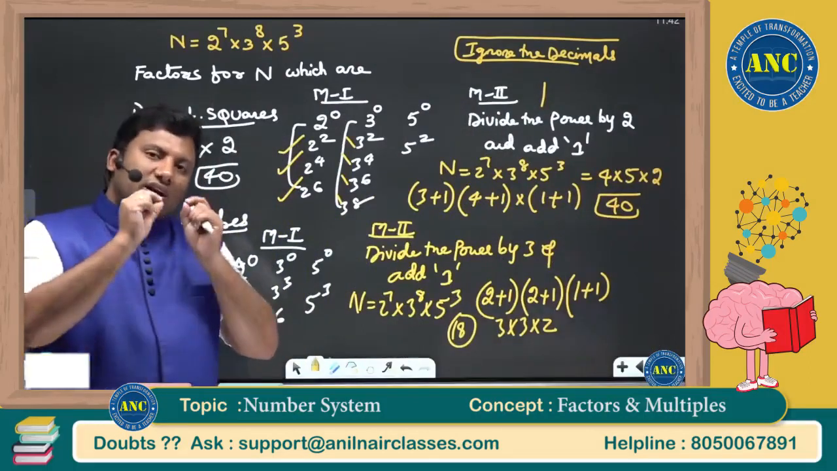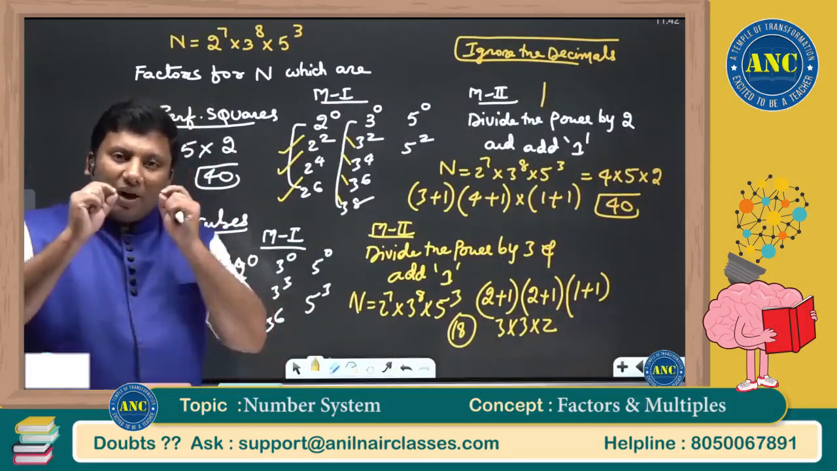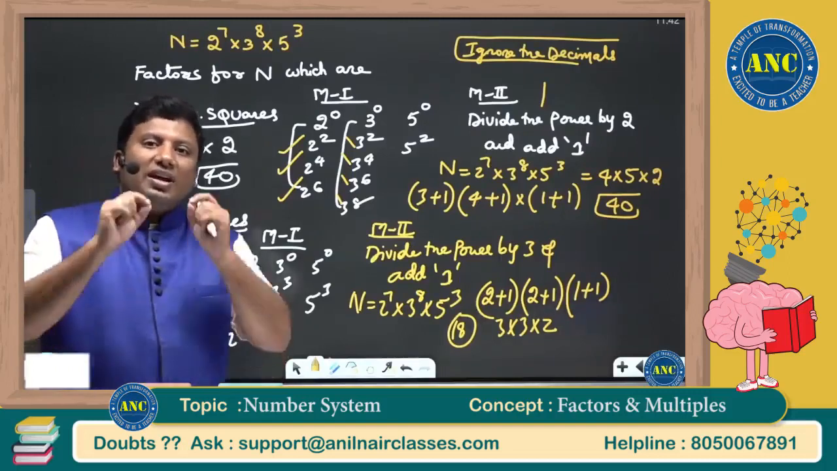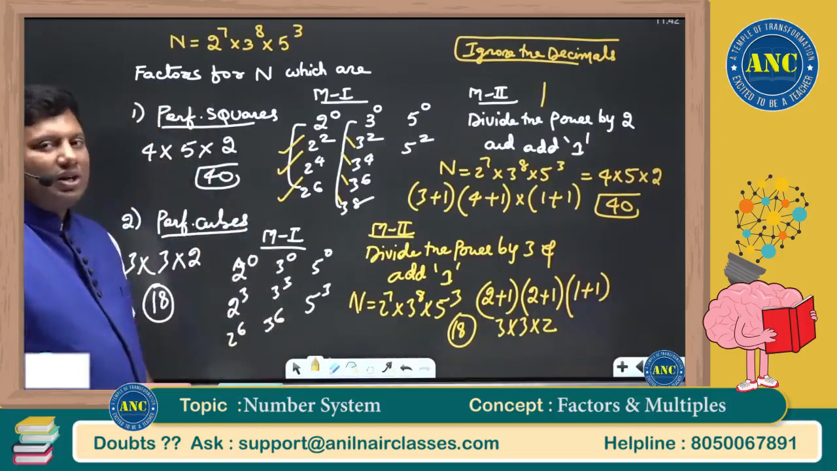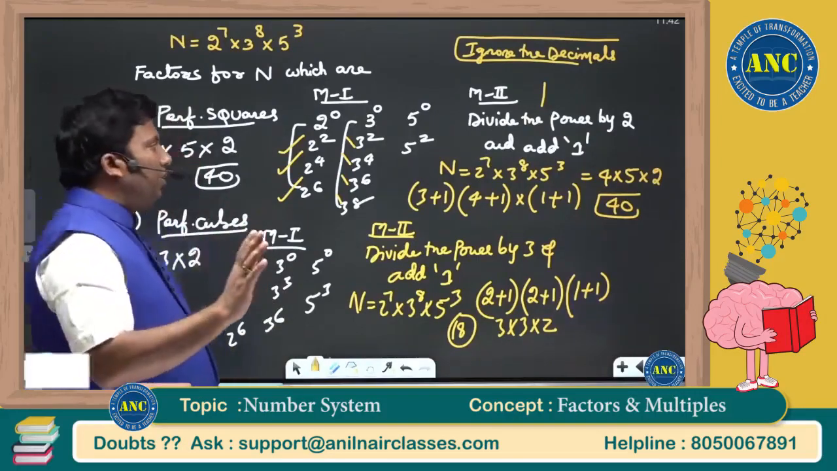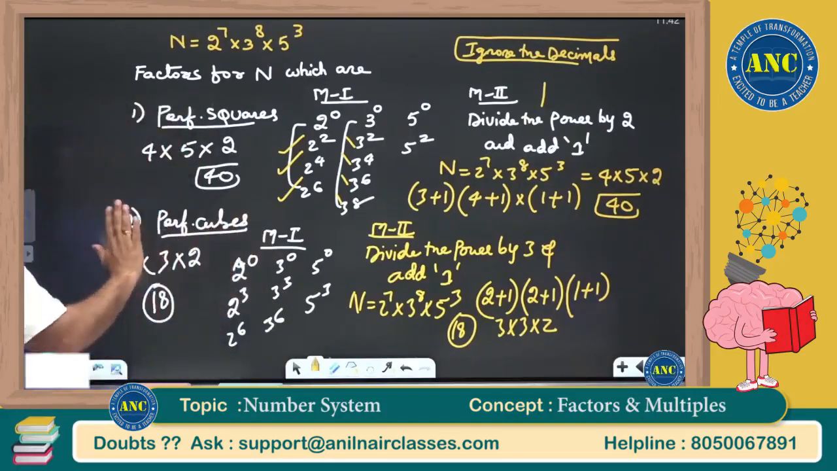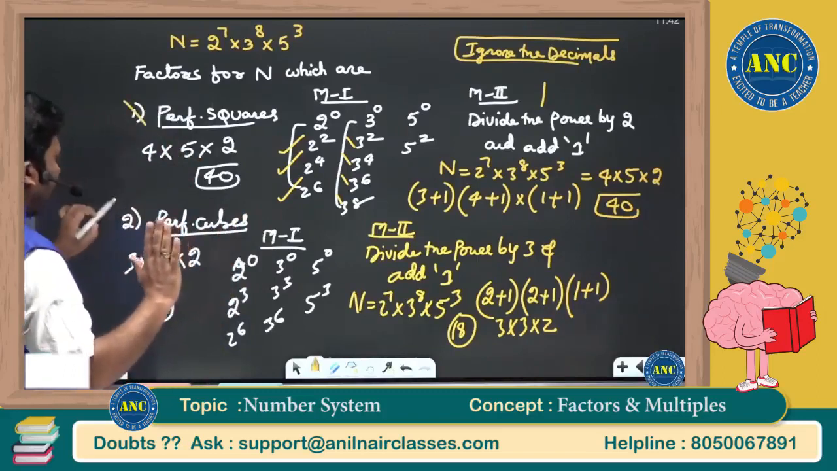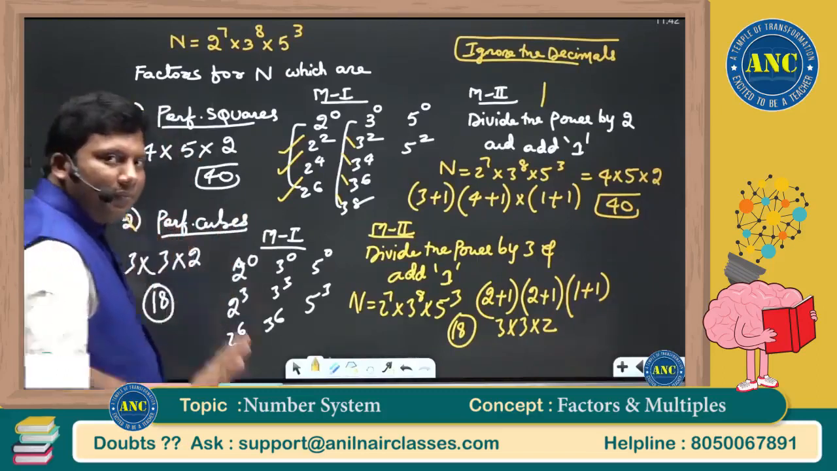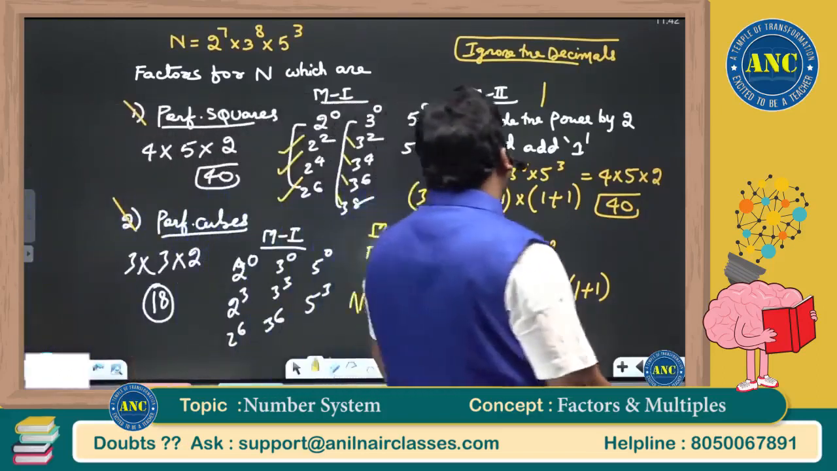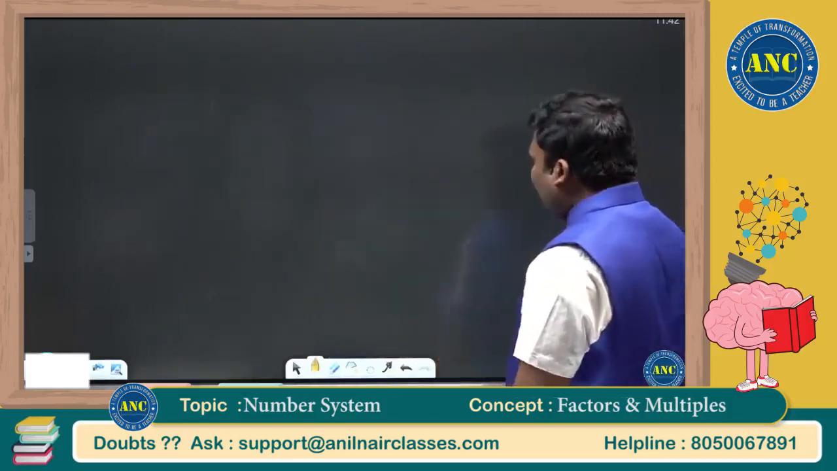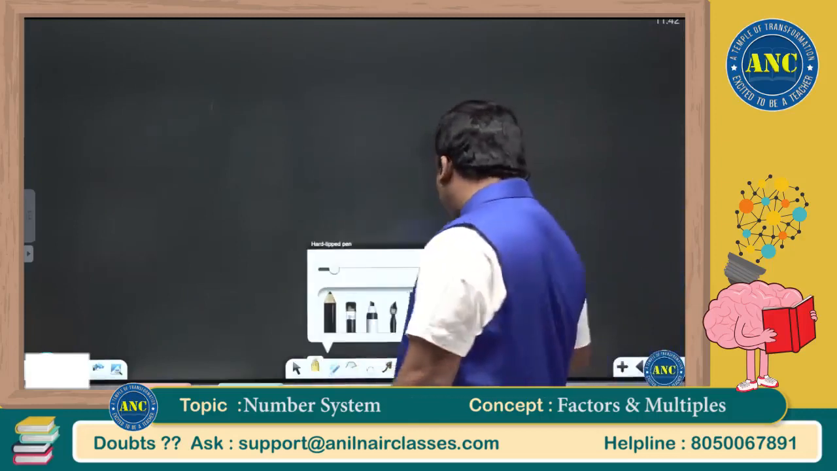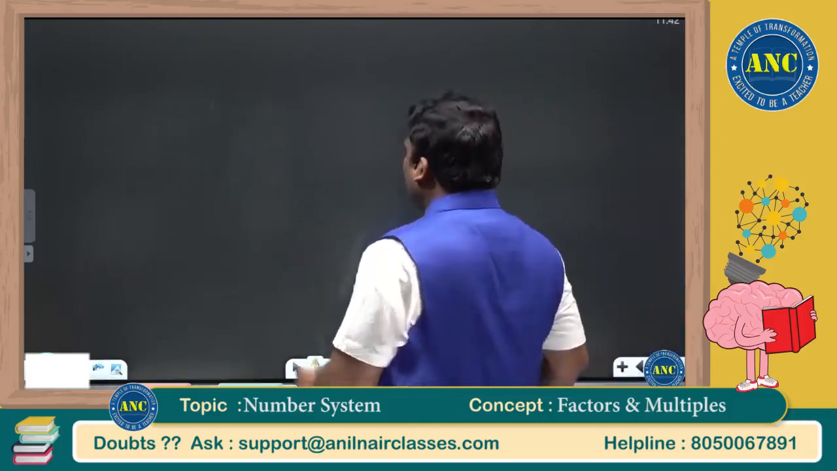Perfect cube means divide the power by 3. Perfect fourth power means divide the power by 4 and add 1. Perfect square means divide the power by 2 and add 1. Perfect square and perfect cube. I hope the idea is clear. Where will it be useful? It will be useful if the value is very high.